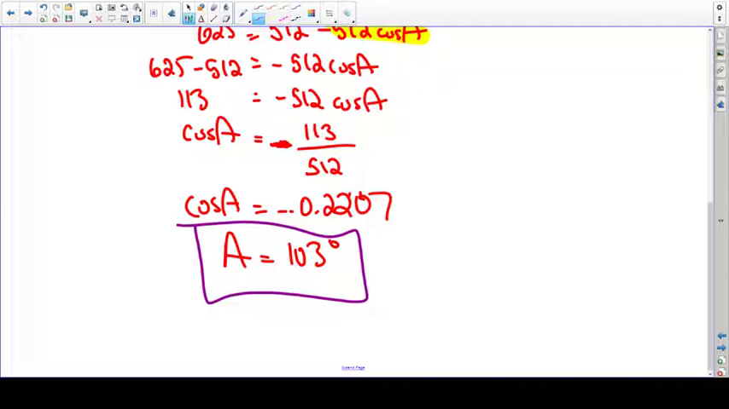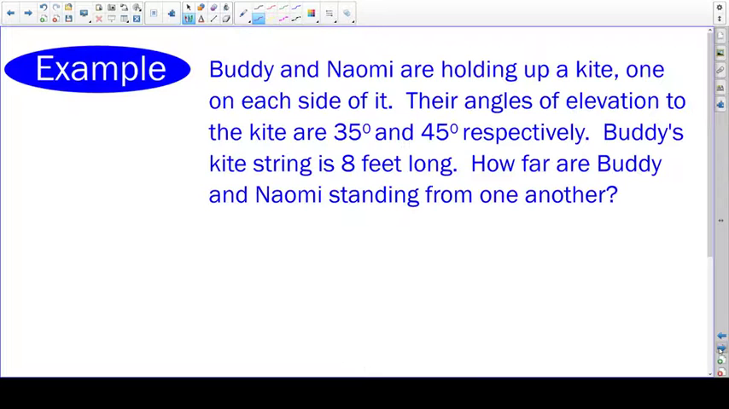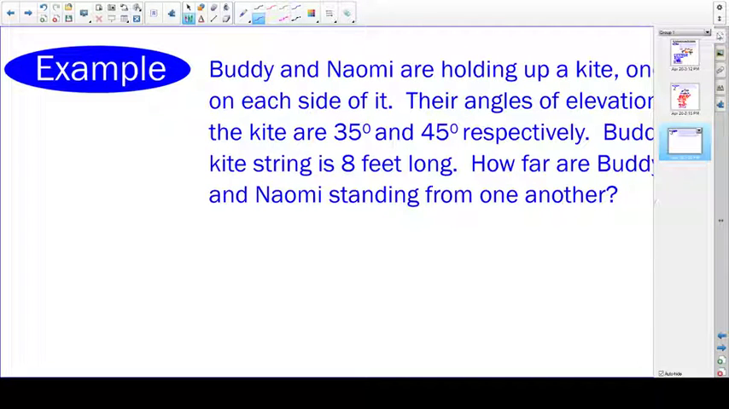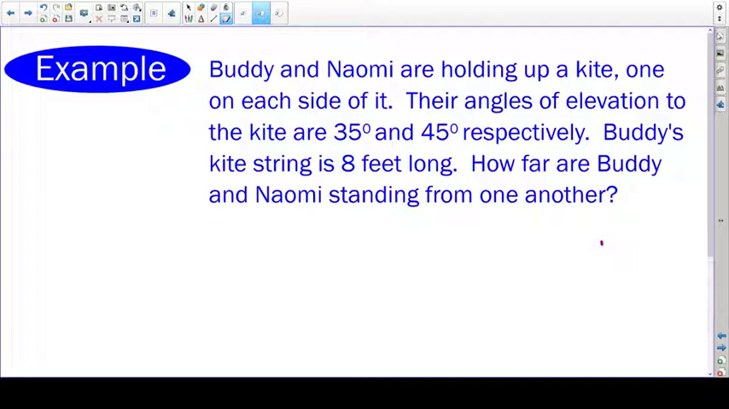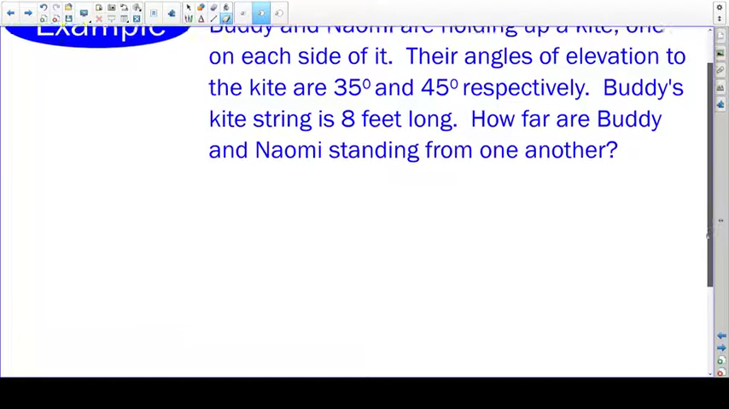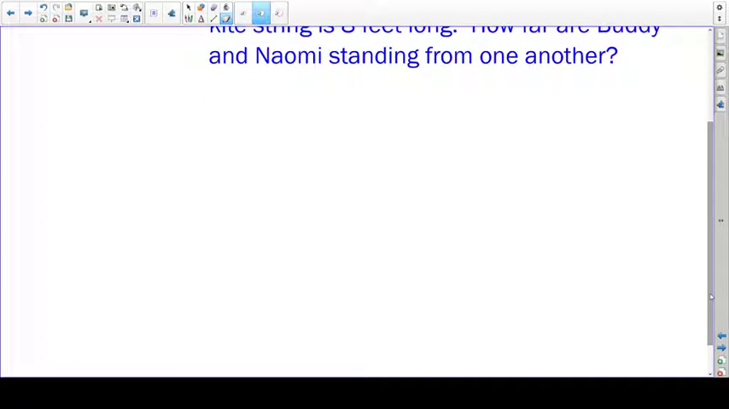All right, time to do another example. And I think this is the last one. Yep, here we go. Buddy and Naomi are holding up a kite, one on each side of it. Their angles of elevation to the kite are 35 and 45 degrees respectively. Buddy's kite string is 8 feet long. How far are Buddy and Naomi standing from one another? So we're going to need to draw a picture here. You're going to witness my great artwork.